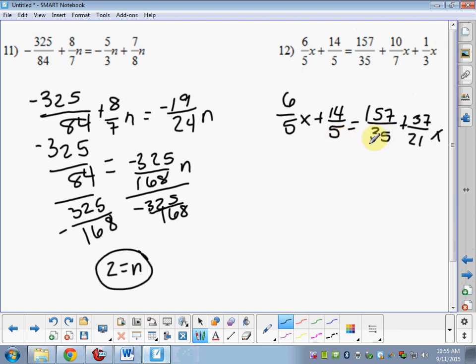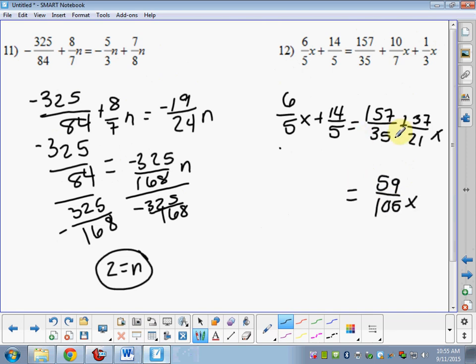And now again, you kind of just decide which way you want to go. So I'm going to move the 6/5 x over. So I would subtract 6/5 x from both sides, and that would give me 59/105x.